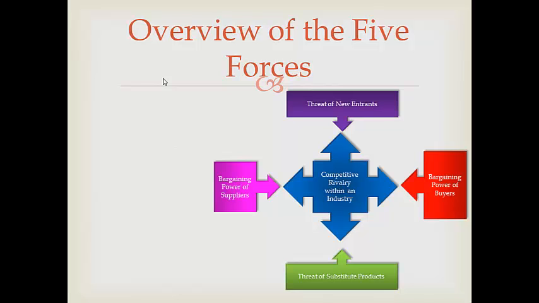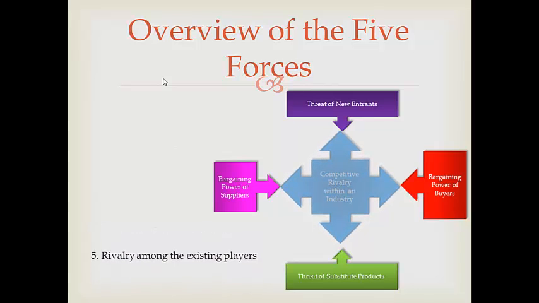The five forces model is constructed of the following: threat of new entrants, threat of substitute products, bargaining power of buyers, bargaining power of suppliers, and finally, competitive rivalry within an industry.